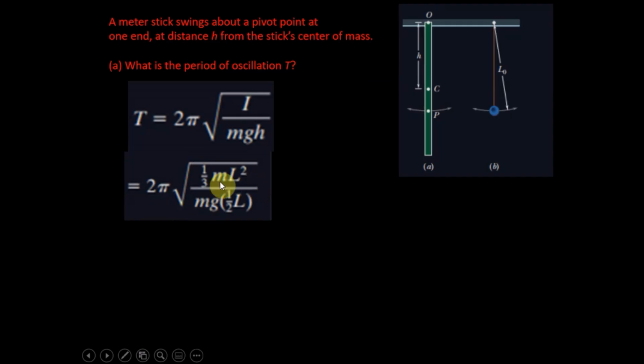This is going to be divided by mgh if we assume that the mass distribution in this is uniform. That means the mass per unit length is the same throughout this stick, which it should be for a well-engineered lab meter stick. Then we can say that the center of mass is going to be exactly halfway down this stick, and that's where this 1/2 L comes from. L is the total length of the meter stick, and h here is going to be halfway down the stick.